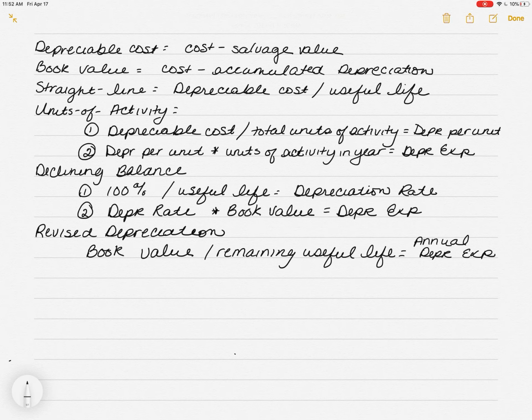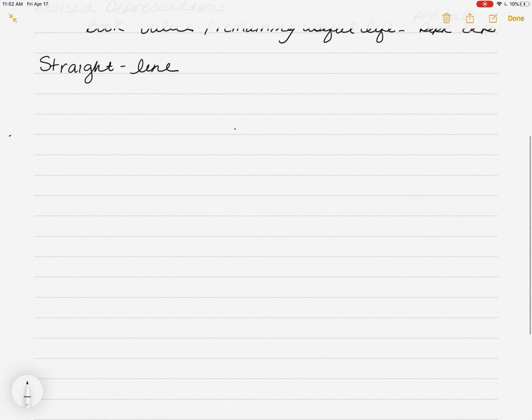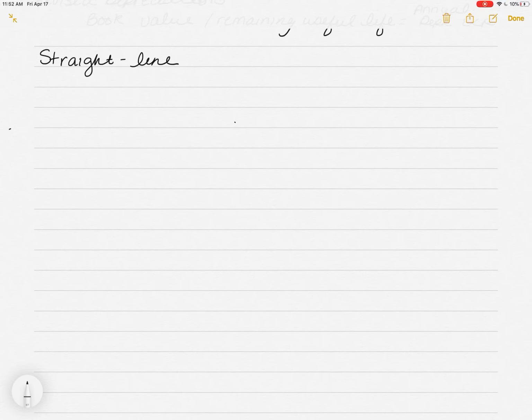So let's walk through some examples of each of these. First, we'll go over the straight line method. Under the straight line method, first let's review our equation. I know we just wrote this down, but this is helpful to get you to start memorizing and using these equations in the right format. For straight line, we're going to take that depreciable cost and divide that by our useful life.